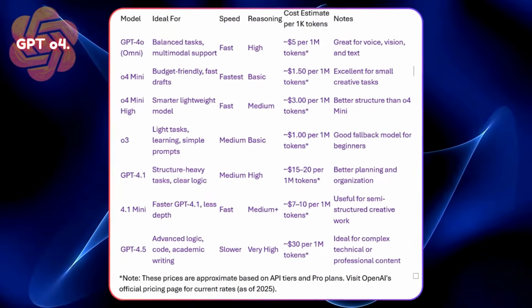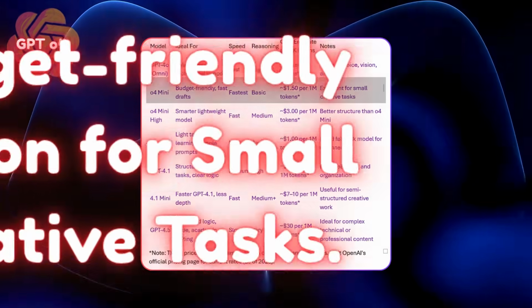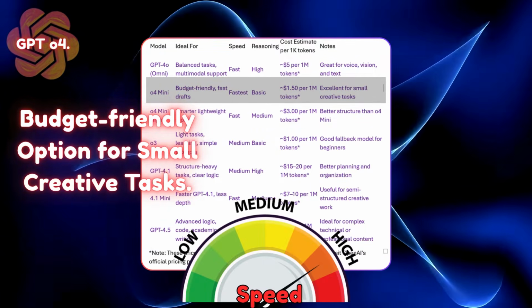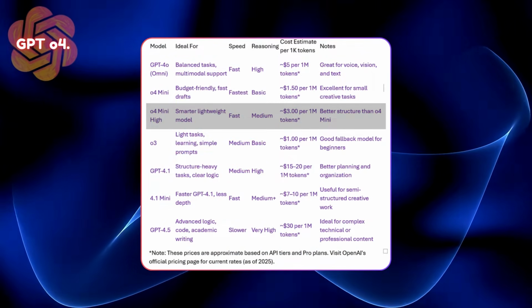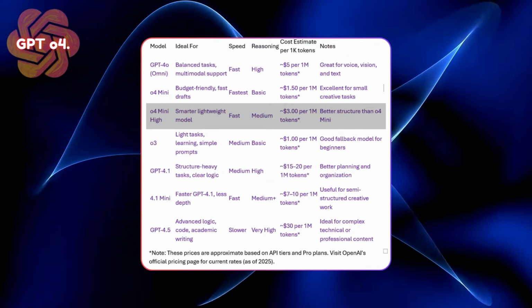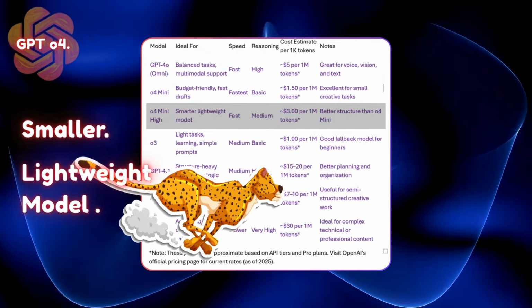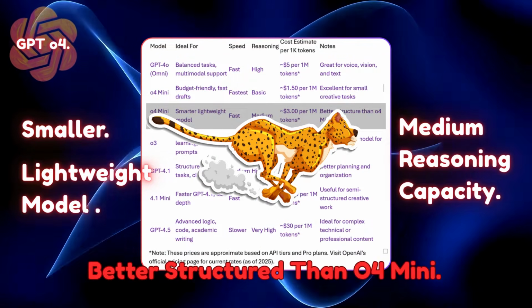The cost per 1 million tokens for Mini is approximately $1.50, a budget-friendly option for small creative tasks. It's one of the fastest models available with basic reasoning capability. And the cost for O4 Mini High is around $3 per 1 million tokens. It's a smaller, lightweight model with faster performance and medium reasoning capacity. It is better structured than O4 Mini.